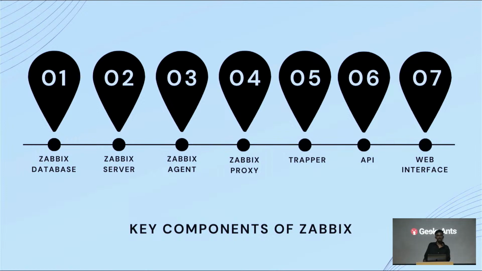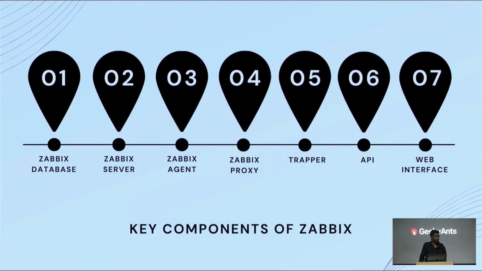So the next one is the Zabbix proxy. The Zabbix proxy basically acts as an intermediate between the Zabbix server and the Zabbix agent. It reduces the offload on the Zabbix server. It takes the load, makes it easier and reduces downtime.